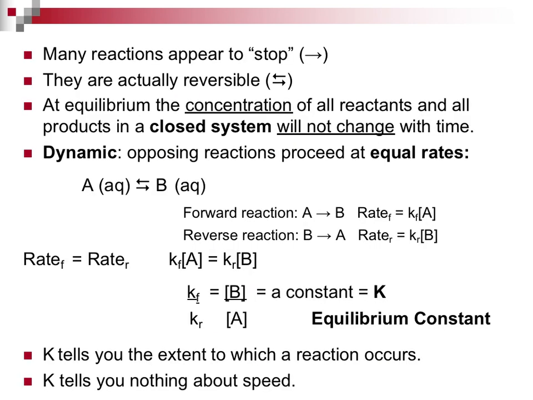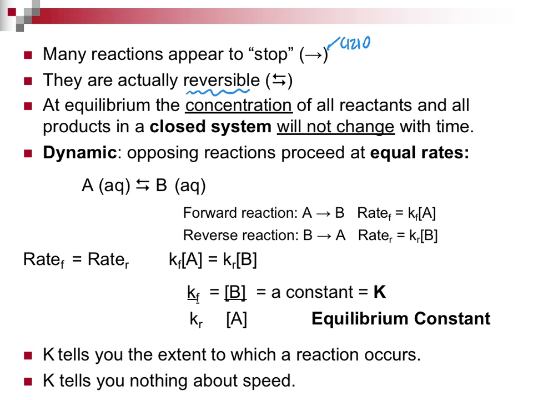Couple of slides. So, I kind of said a little bit, but now I'm going to say the real facts. Many reactions appear to stop. This was our Chemistry 1210 prime arrow, but they are actually reversible. When you see the arrows going in both directions, that means reactant can form product, product can form reactant.